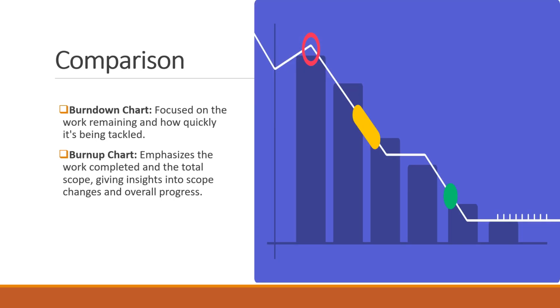Comparison. While both charts provide valuable insights into the progress of a project, they offer different perspectives. A burn down chart focuses on the work remaining and how quickly it is being tackled, while a burn up chart emphasizes the work completed and the total scope, giving insights into scope changes and overall progress.